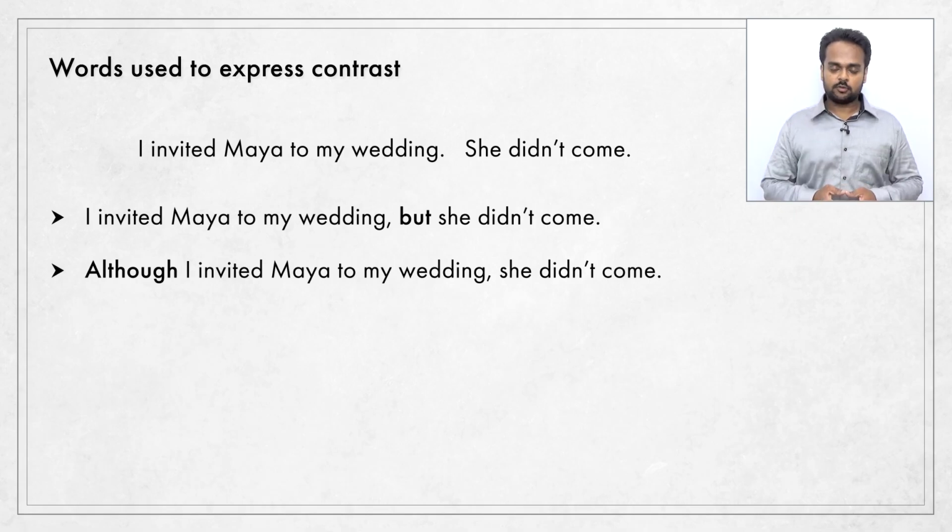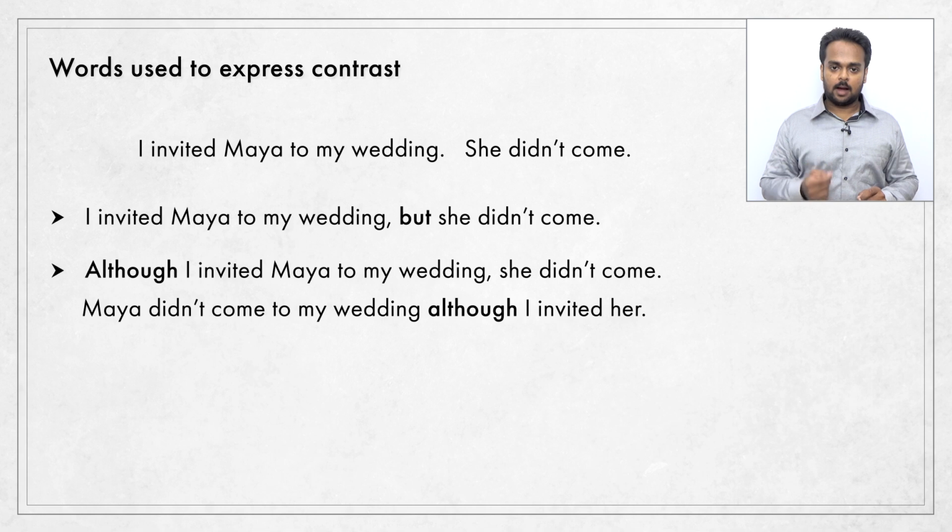The advantage with although is that you can rearrange the parts of the sentence. So you can say, Maya didn't come to my wedding, although I invited her. Here the result is presented first and the expectation comes second. This adds focus to that expectation, but it means the same thing. You cannot do this sort of rearranging with the word but, so although gives you a little more flexibility in how you can arrange your sentences.